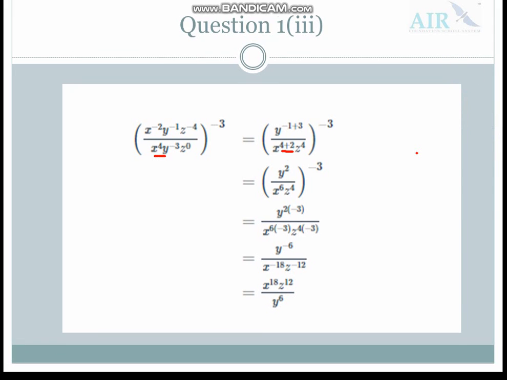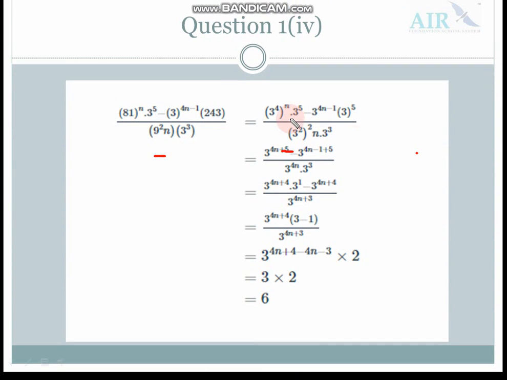Moving next, question number 1, part number 4. Here we have 81 power n into 3 power 5 minus into 4 n power minus 22 into 243 whole divided by 9 square n into 3 power 3. Again you have to simplify this question just by using the law of exponent.